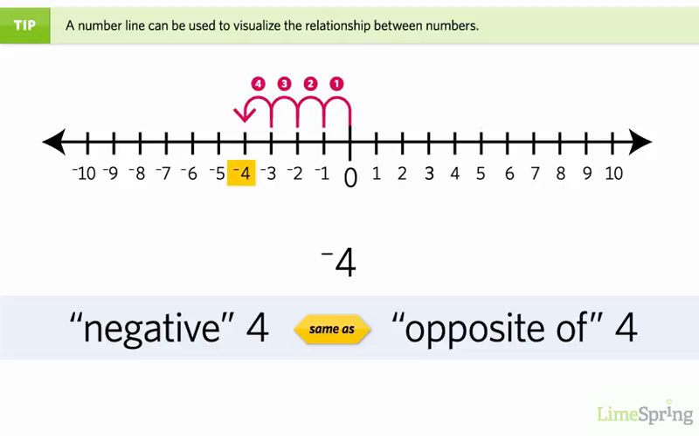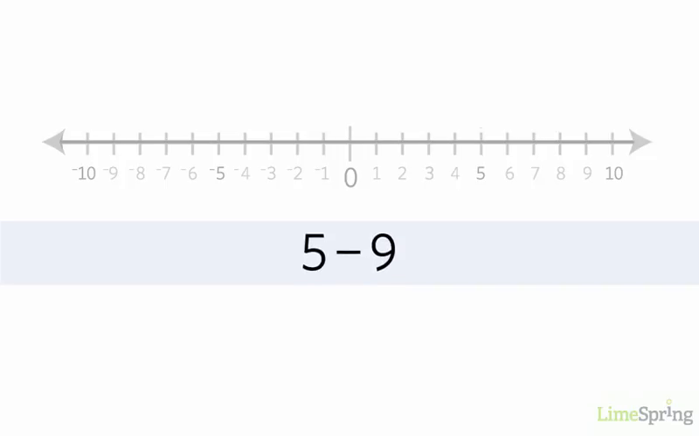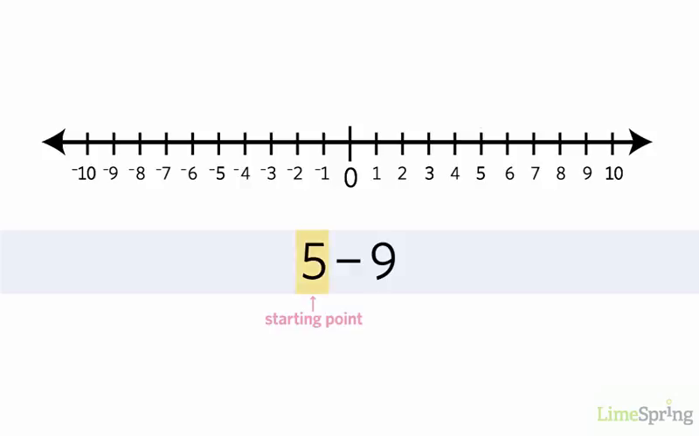Okay, now that we've talked about negative numbers, let's solve some problems using them. Let's start with the problem 5 minus 9. To solve this problem, let's use a number line. The 5 tells us where to start, so let's go there. The sign, plus or minus, tells us whether to move up or down the number line. Since we have minus, we're going to move down the number line towards smaller numbers. And the 9 tells us how far to move. In this example, we start at 5 and move 9 steps down the number line.